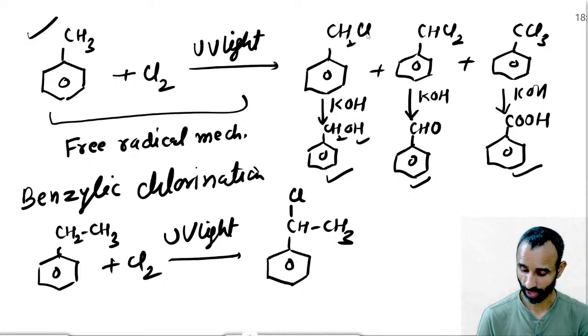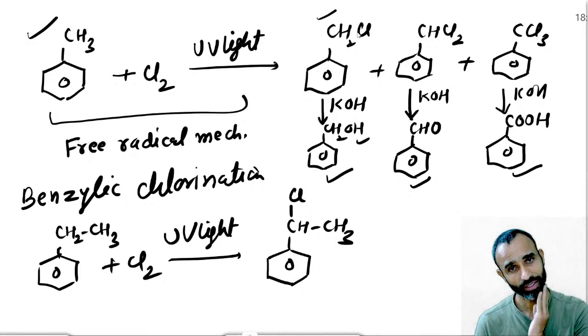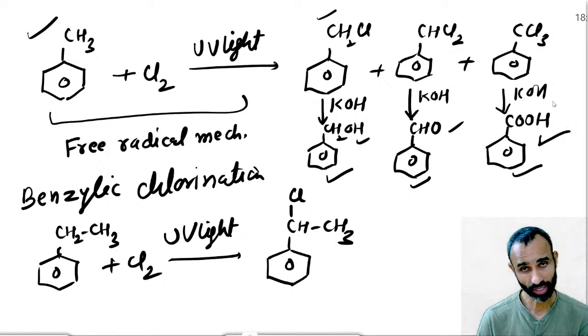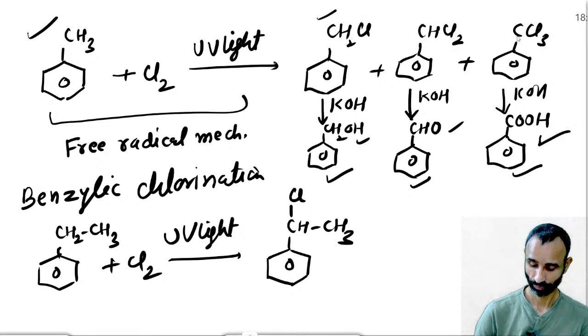If there is controlled chlorination, we get a monochlorinated product. And to get benzaldehyde, we prepare benzal chloride. And if we like to prepare benzoic acid, we replace all the hydrogens by chlorine. All right.